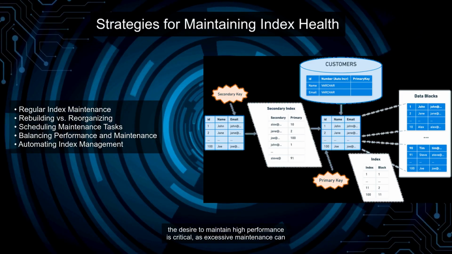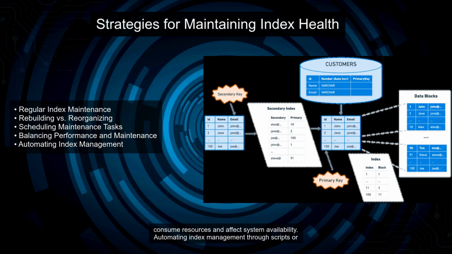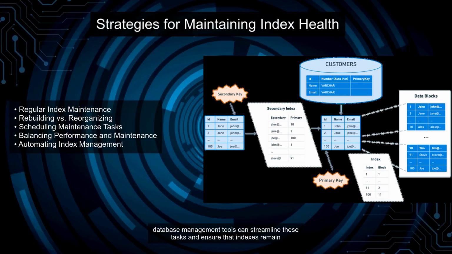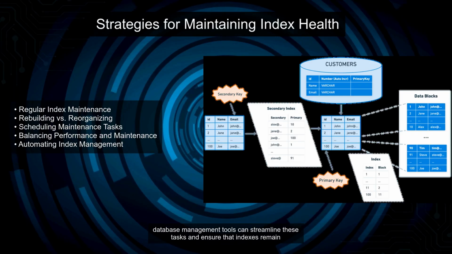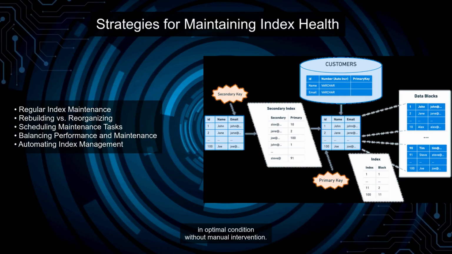Balancing the need for maintenance with the desire to maintain high performance is critical, as excessive maintenance can consume resources and affect system availability. Automating index management through scripts or database management tools can streamline these tasks and ensure that indexes remain in optimal condition without manual intervention.